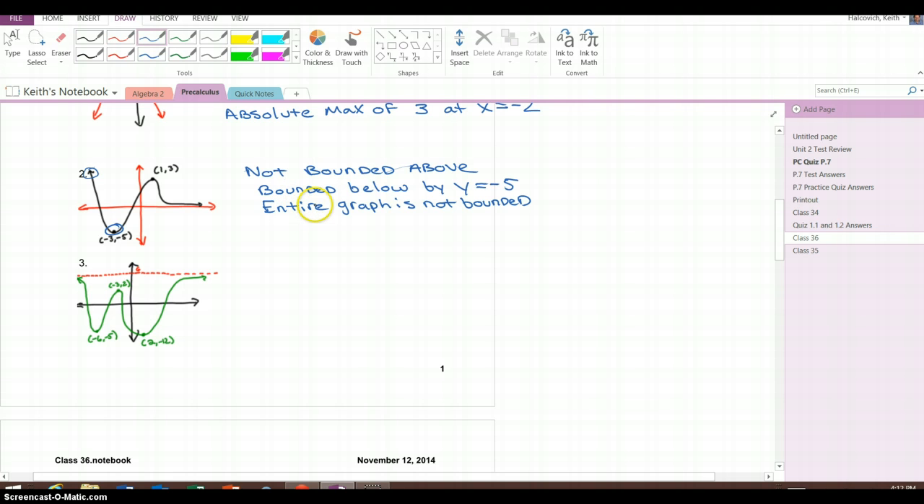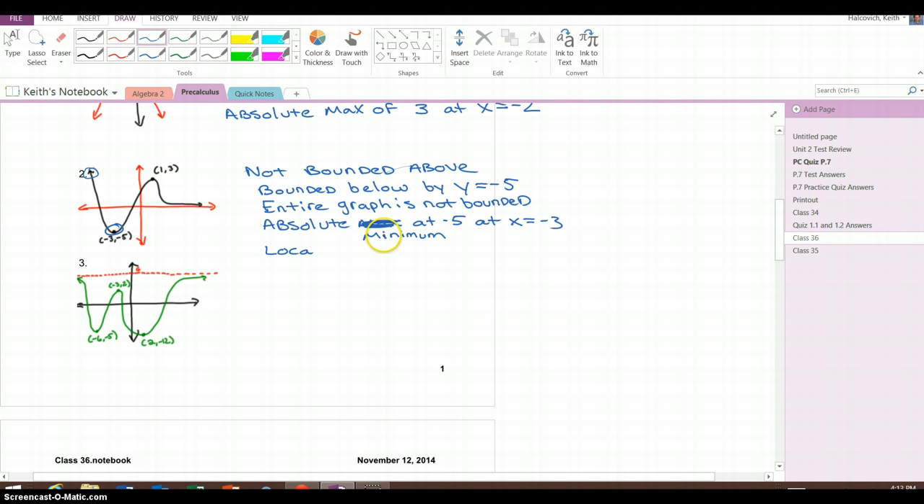Now, here you have an absolute minimum, because that is the bottom here, at y equals -5, at x equals -3. So the minimum of -5 occurs at x equals -3. That is an absolute minimum because that is the very lowest point on the graph.